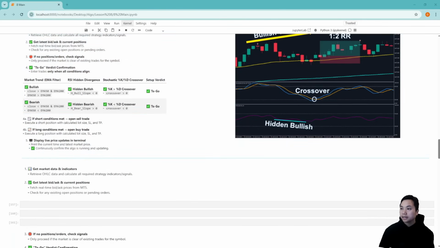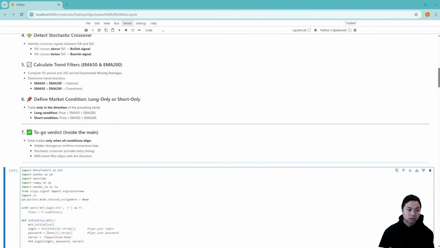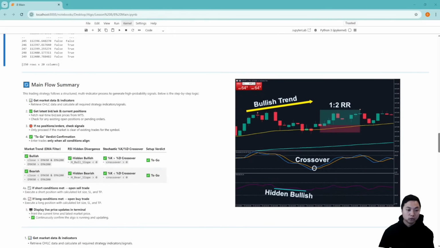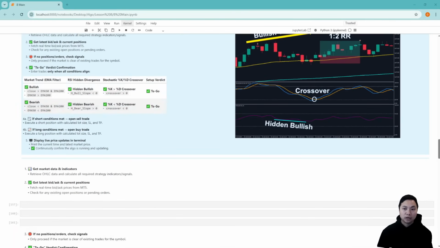And finally, just like I mentioned in step 7 in the previous skeleton, that is to go further inside the main view. This is the core of our strategy. We enter the trades only when all these conditions are satisfied. So let's take a look at this table. For a bullish setup, the price should be above the EMA 50 and also EMA 200, and the EMA 50 has to be larger than the EMA 200.